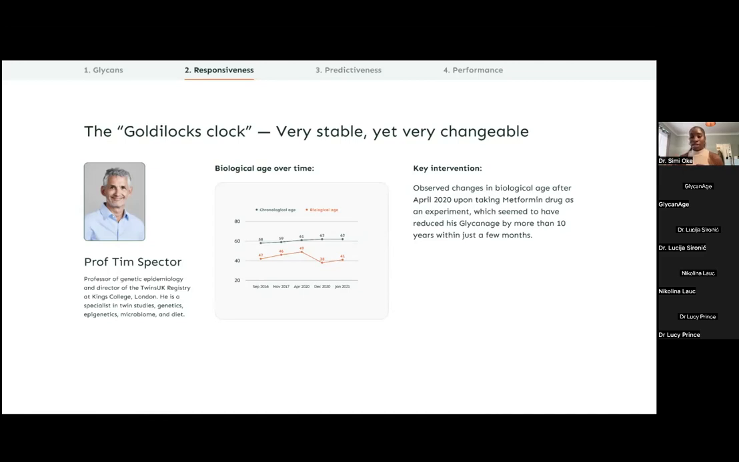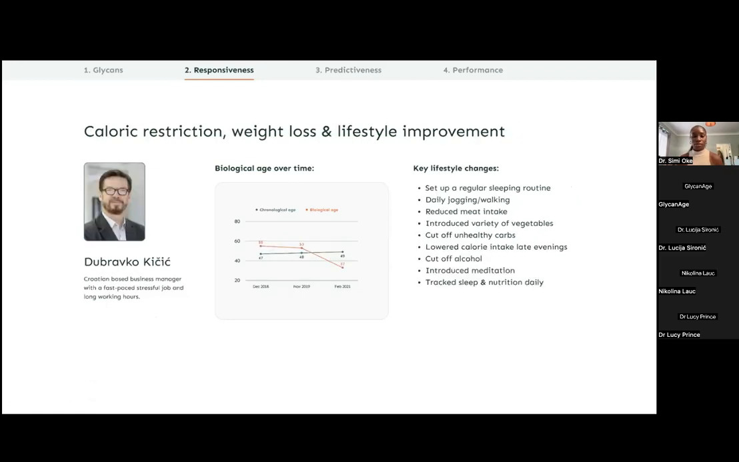Now, it's important that we do mention that Tim does have insulin insensitivity, and so there was a reason for taking metformin there. But as you can see, when he started taking it in April 2020, we see this significant drop in the biological age. And this is what we mean when we say responsive. And I think it's really useful if you imagine what that must be like for an individual to actually see that change, both for their personal health or as a practitioner, being able to see that something is working to that effect.